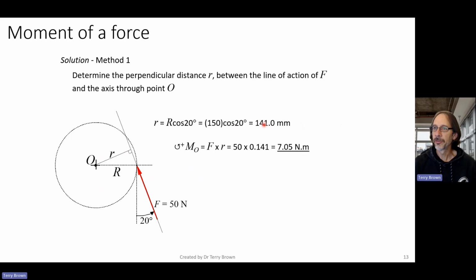Just note here that I've converted from millimeters into meters in this part of the calculation, and I've shown that clearly by having units at the end of my calculation here.